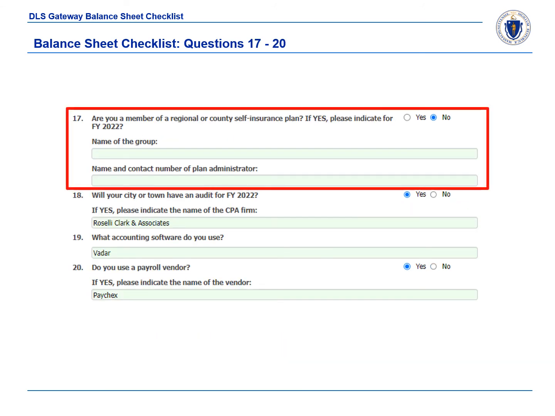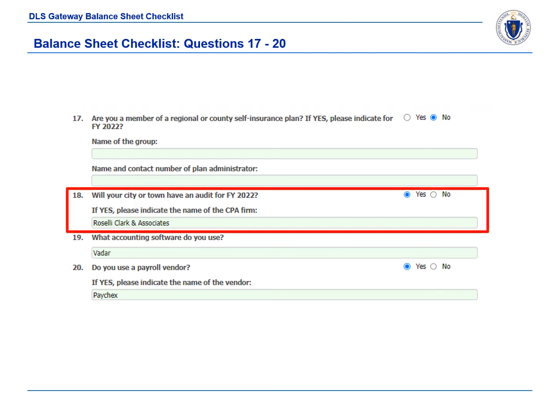Question 17 is asking if your community is a member of a regional or county insurance plan. If no, please move on to question 18. If you answer yes, you must input the name of the group provider and the contact information for the plan administrator.